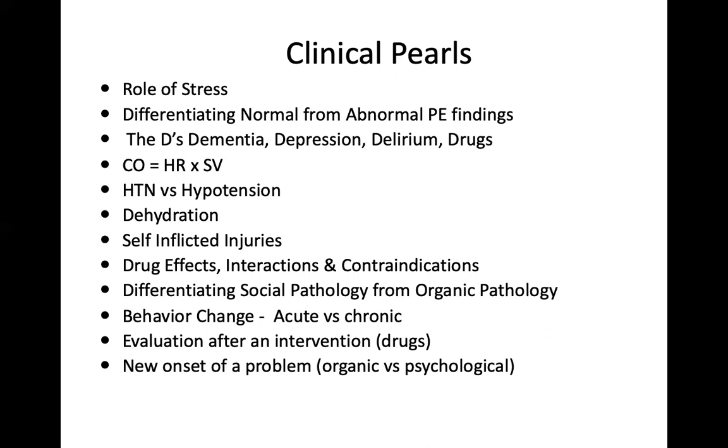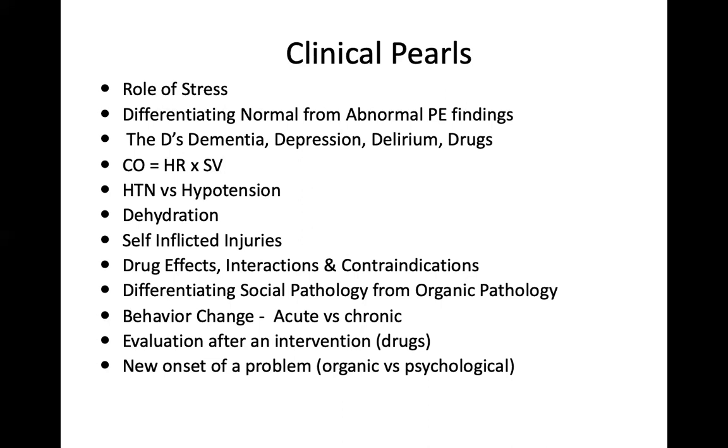So differentiating social pathology from organic pathology. If I don't know what's going on with them, I have to look for the organic reason why they're sick. And then once I've ruled out everything, then I can say maybe they're just having Munchausen's syndrome or something. Okay, but I can't go to Munchausen's first.